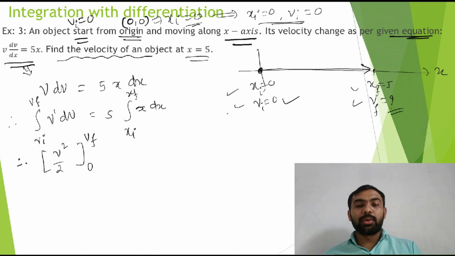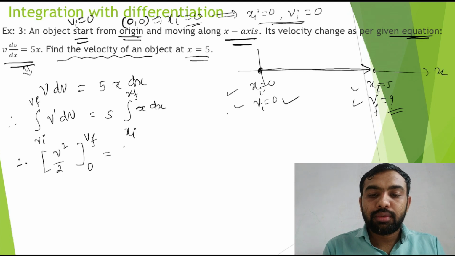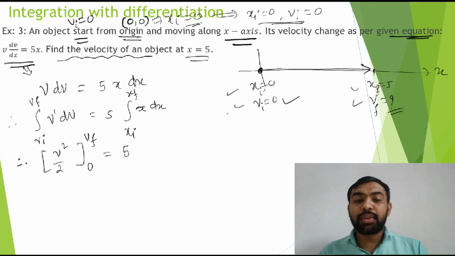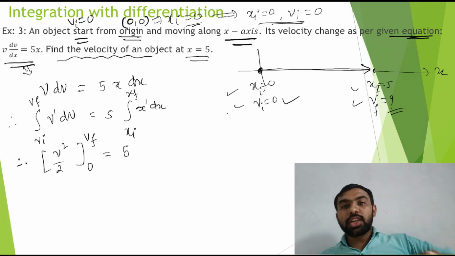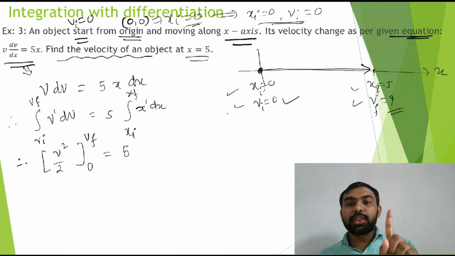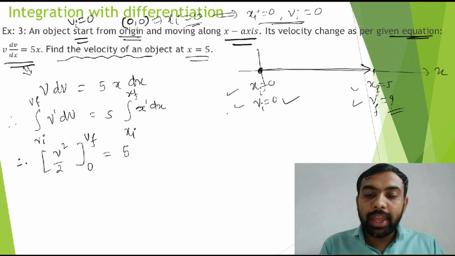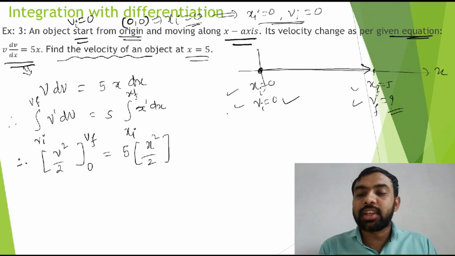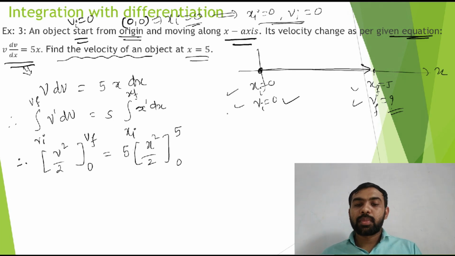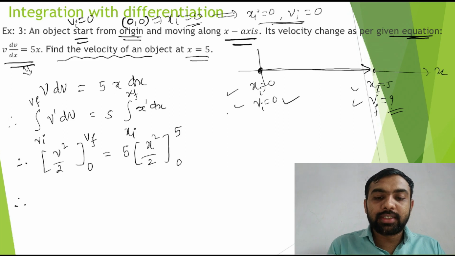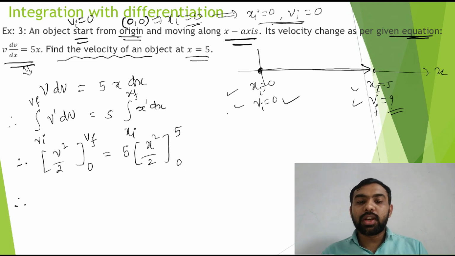So v final is equal to, find out 5 times. What is the power of x right now? 1. So 1 power increases, new power comes in the denominator. Increase means अभी 1 है, तो increase 1 हुआ तो कितना हुआ? 2 हुआ. So x square upon 2. लिमिट इज x इनिशियल कितना है? 0. फाइनल कितना है? 5. So x initial 0 to 5. Okay, so let's find this answer.